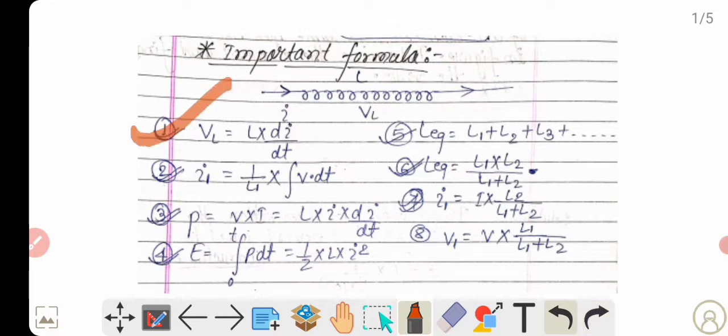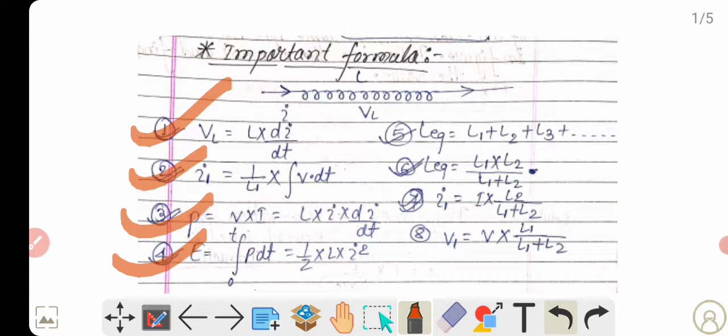If you want to calculate the value of current, then we have to use the formula 1 by L into integration of v dt. If you want to calculate the value of power across the inductor, then we use L i into di by dt. And if you want to find the value of energy, then we use the integration from 0 to t of p dt, that is 1 by 2 L into I square.